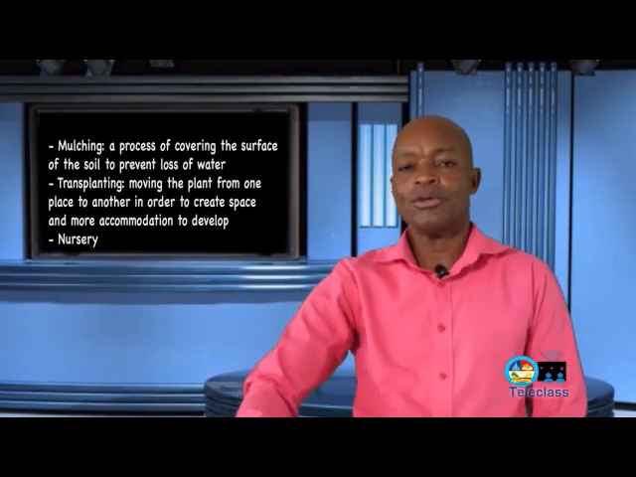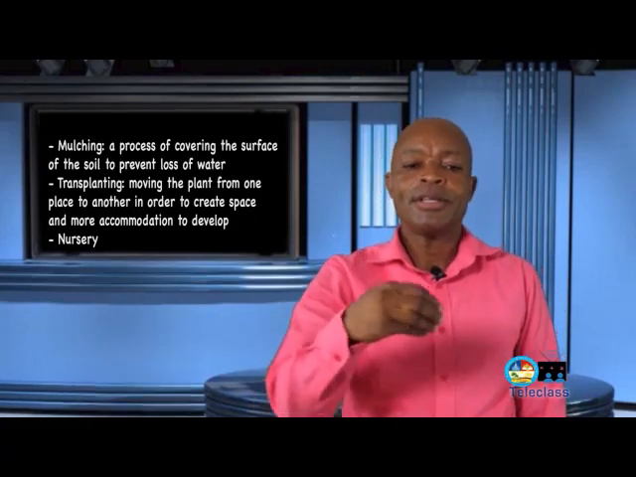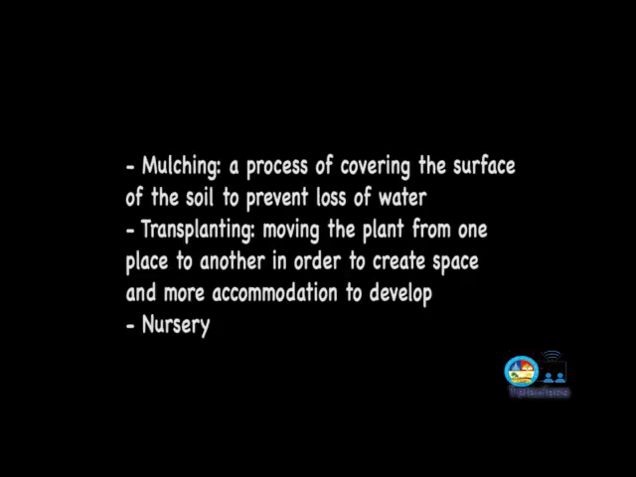Crops like tomatoes, pepper, green leaves, jute can be raised in a nursery, because they cannot survive on their own. Other small crops, like okra, cannot be nursed in a particular bed. They plant those ones directly.